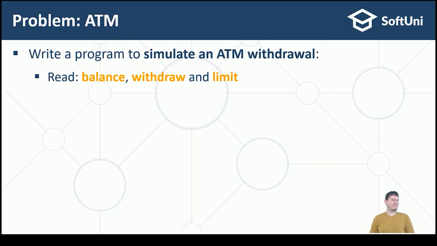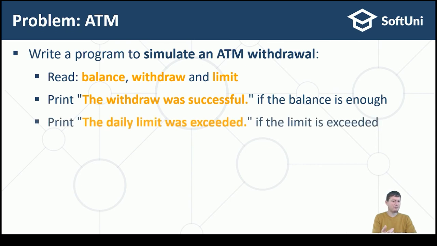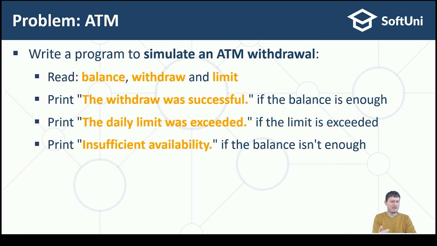The next problem is called ATM, automated teller machine, or the cash machine on the streets. It's about writing a program which simulates an ATM withdrawal. So we have balance, withdrawal request, and limit. For example, we may have a balance of $500, we may want to withdraw $50, and we have a limit of $100 per day, for example, or per operation. We print the withdrawal was successful if the balance is enough and the withdrawal is within the limit. We print the daily limit was exceeded if the limit is exceeded, and we print insufficient availability if the balance isn't enough, exactly in this order, because sometimes we might have several errors at the same time.